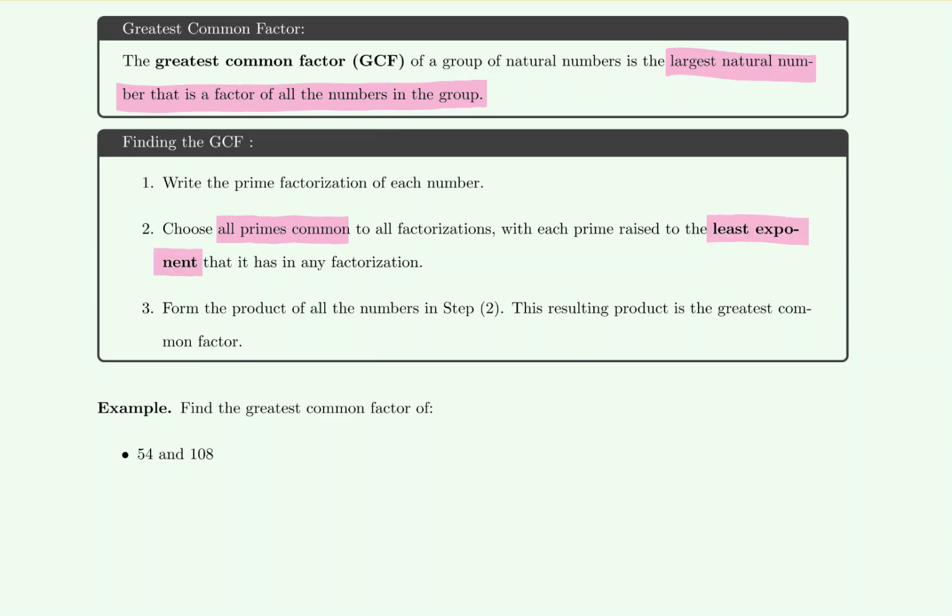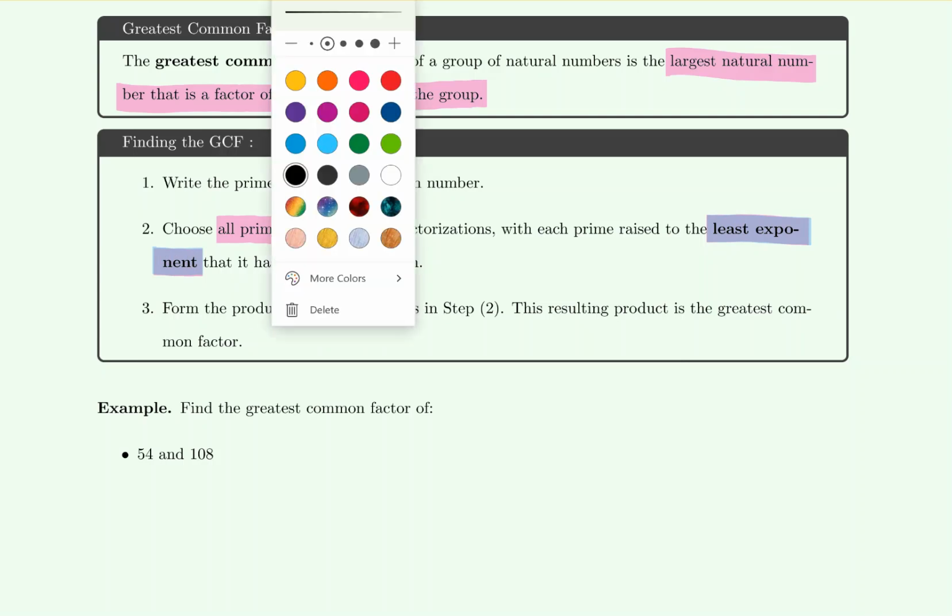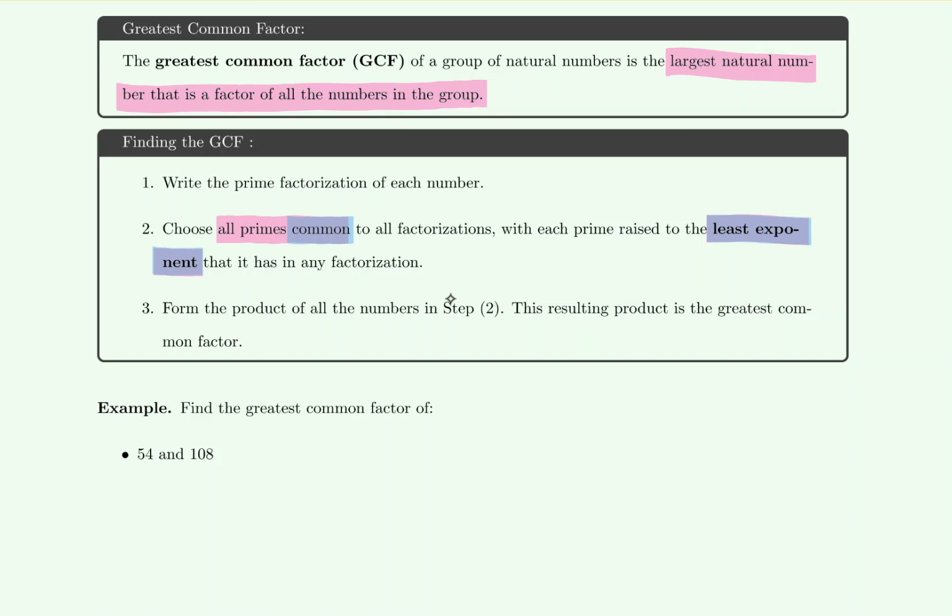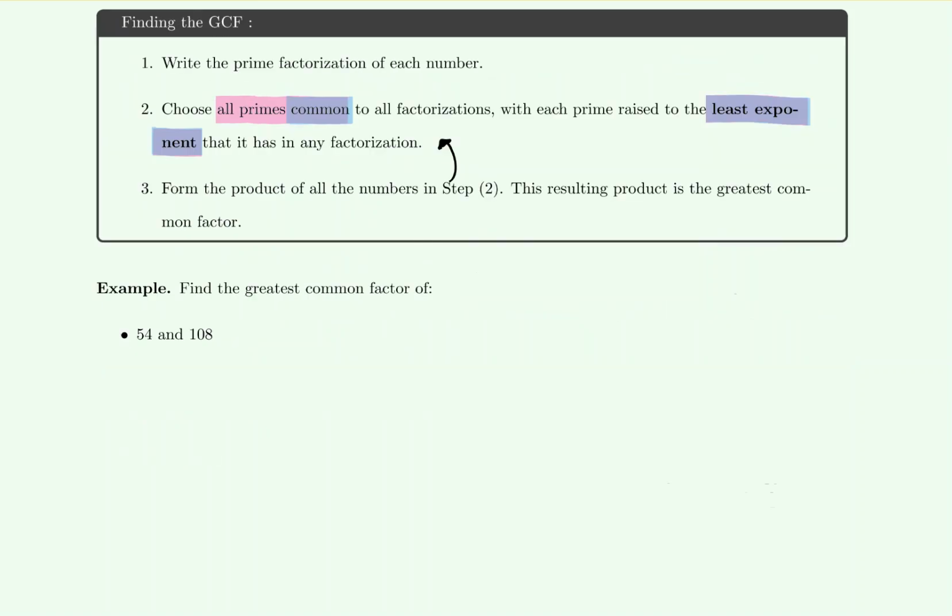So, for the greatest common factor, you find the primes common to all the factorizations, and then you do the opposite of what you might expect. You choose the least exponent. So greatest common factor chooses the least exponent. And then you form a product of all the numbers that you found in step 2, so you just multiply them all together. And the resulting product is your greatest common factor.